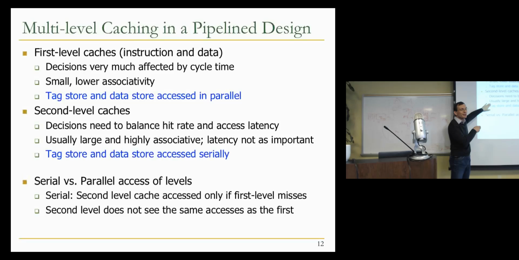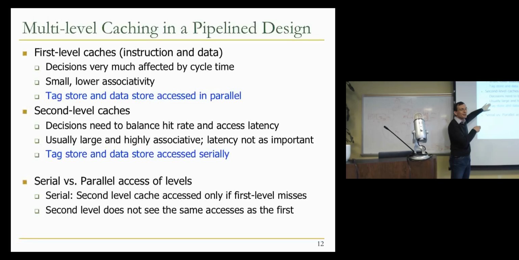If you serially access them, well, you don't get that latency benefit, but now you have energy benefit, right? If you keep hitting in the first level cache, and first level cache hit rates are usually very high. Of course, this depends on your program, but if you are hitting 99% in your first level cache, it's better to access them serially. First determine whether you hit in the first level cache, and then, depending on that, decide whether or not to access the second level cache.